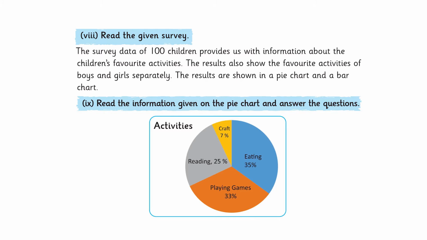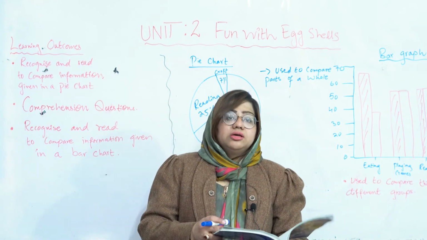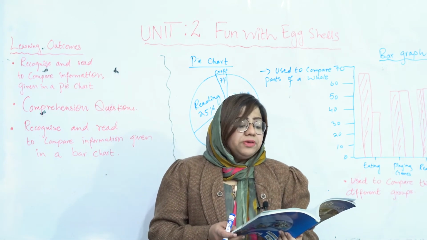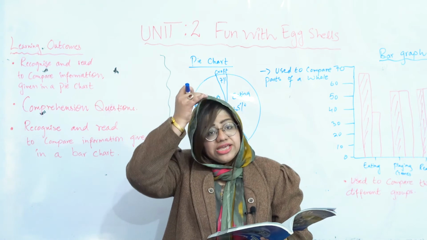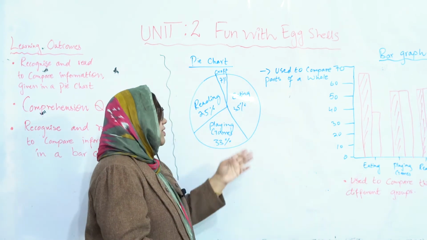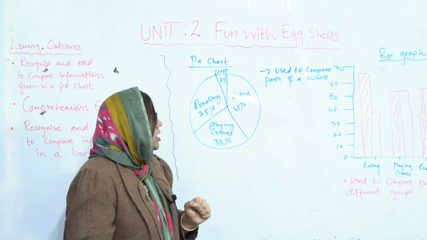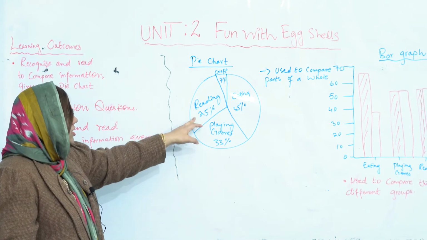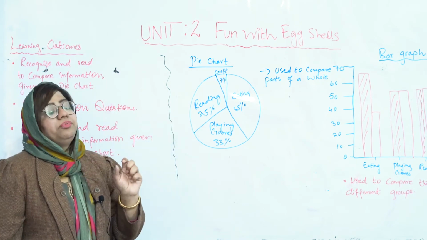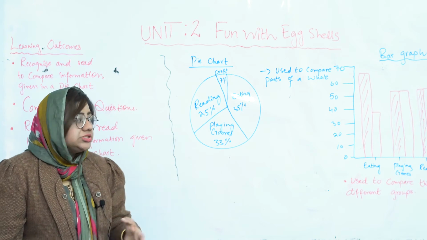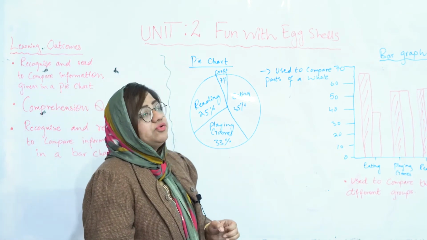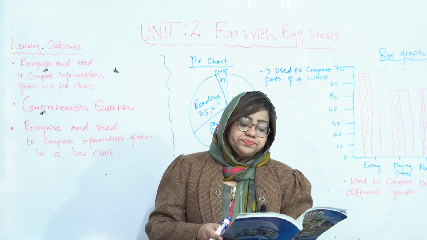So what is the least liked activity by the people? How many people, in percent, like reading? You have a look on the board, on the chart. What is it? Reading? 25%. They ask what is the percentage? 25%. You may have to write 25%.